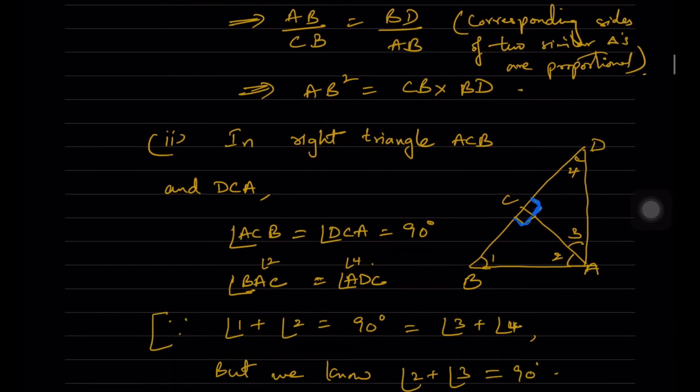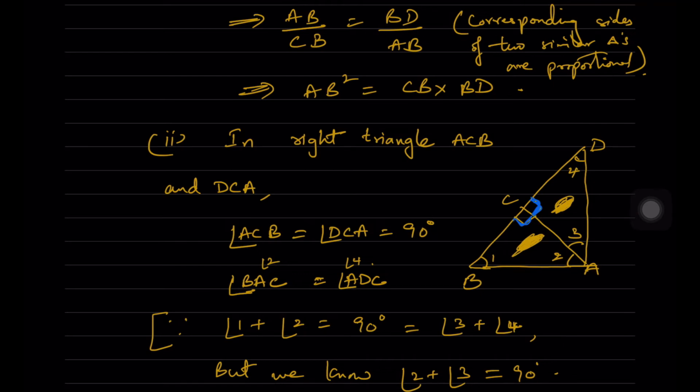Next, in right triangles, now we have to do the second part. In right triangles ACB and DCA, ACB is this triangle, and the other one is DCA, this triangle. In both, C is in between, so we read them as ACB and DCA. Now angle ACB is equal to angle DCA, which is equal to 90 degrees.